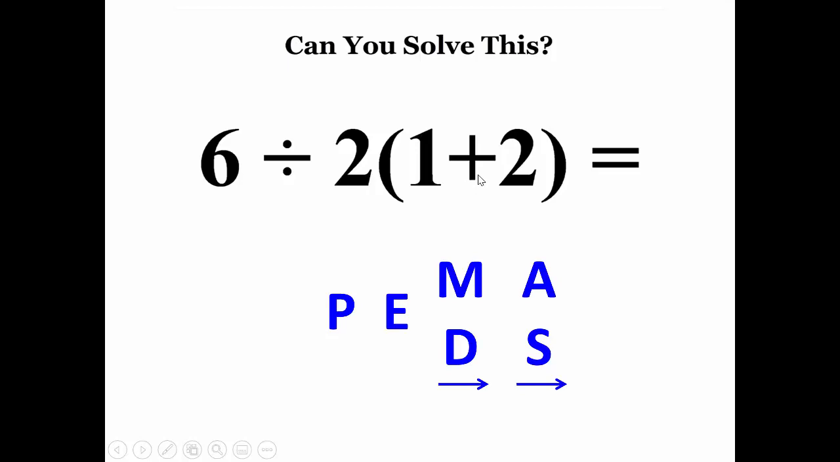There are no exponents, so I skip over that, and then multiplication and division. So it says 6 divided by 2 times 3. I don't start with 2 times 3 because that's multiplication and then do the division. No, I do multiplication and division from left to right. So 6 divided by 2 is 3, and 3 times 3 is 9. The correct answer is 9.